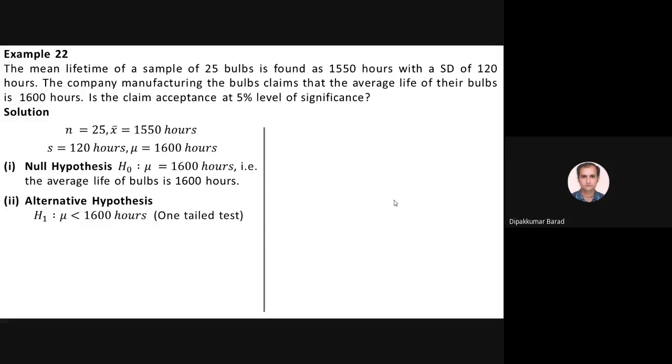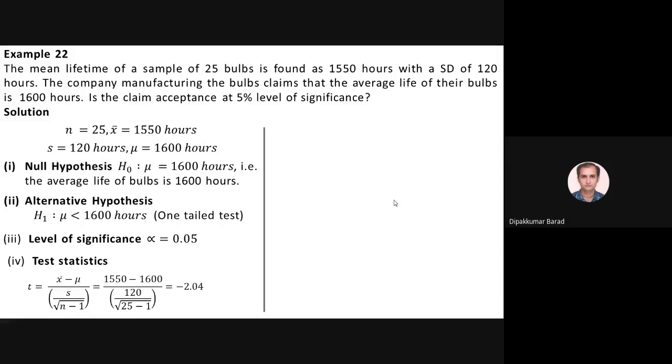So if your mu is less than 1600 hours, then I can say that this null hypothesis is rejected. If we get more than 1600 hours, then it is accepted. Definitely the alternative hypothesis here gives a one tail test, mu less than 1600. Alpha is 0.05, and now the third statistic, t equals x bar minus mu upon s upon square root of n minus 1.